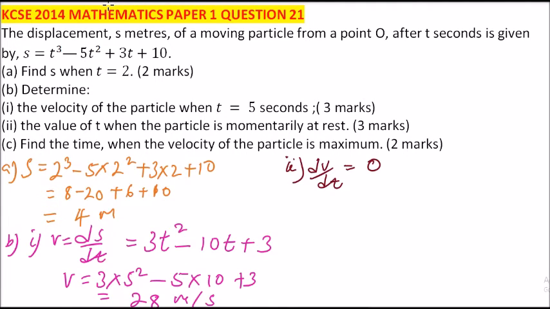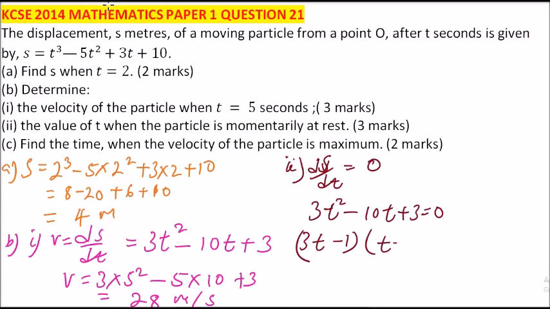So that is ds, so it means 3t squared minus 10t, then we have plus 3 is equal to 0. This is a quadratic equation, and when you factor it, you get 3t minus 1 and t minus 3, implying that t is equal to a third, or t is equal to 3. T is equal to 3, not 0. So t is equal to 3.